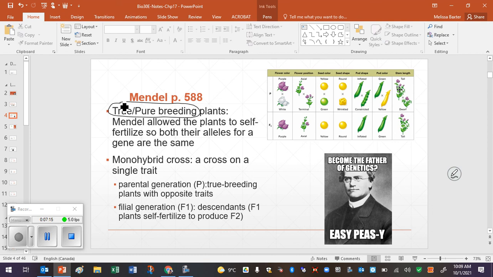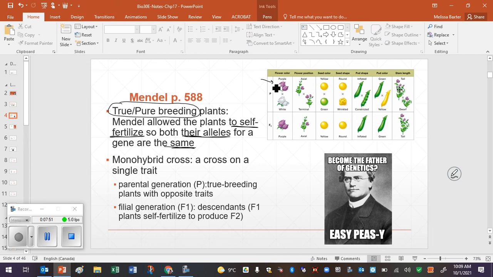A true or pure breeding plant is one, especially if we're talking about a plant, that was self-fertilized, so that both their alleles for a gene are the same. So an allele is one version of a gene. So for example, in his pea plants, one of the characteristics he studied, you can see up here, was what color the flower was. And so there was a gene that controlled flower color, and there were two different alleles, the purple allele and the white allele.